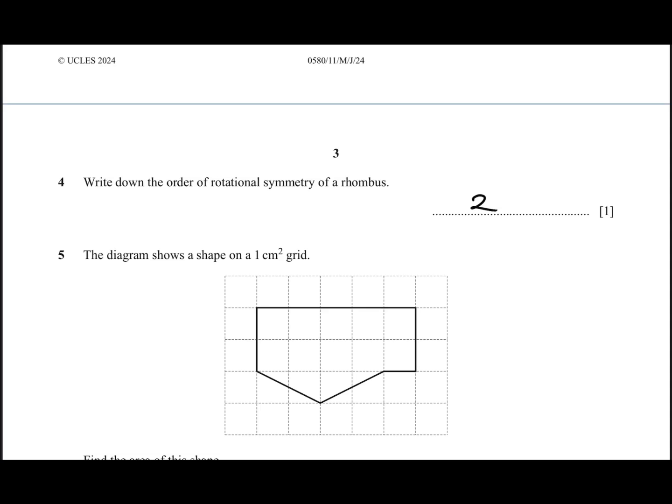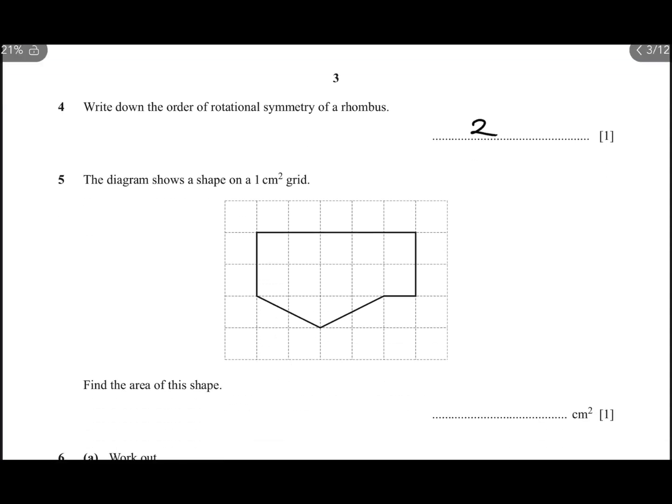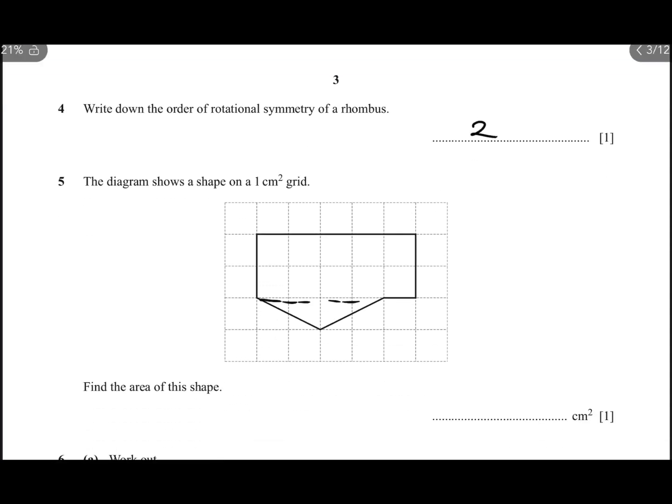Okay, now the next thing is to look at this shape. This is a composite shape. It has a rectangle and a triangle inside. So we can just count the boxes for the rectangle to get the area. This is going to be 2 cm and this is 5 cm. For the triangle base, counting 1, 2, 3, 4, that is 4 cm, with the height 1 cm.